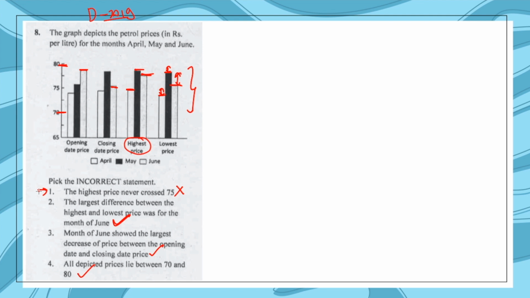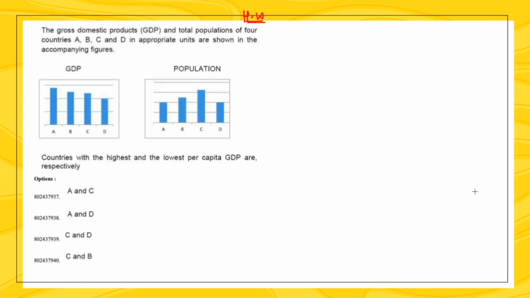So this is how you have to see and interpret the data based upon the graph. Now is the time when I will give you a question so that you can also practice and try it out. I'll give you a question from a previous year of the CSIR NET exam. So try it out, and the question will be as follows. Alright, so this will be the homework question for today's video. It says that the gross domestic product, which is GDP, and the total population of the 4 countries A, B, C, D are given in approximate units as shown in the accompanying figure. So here is GDP, here is population.